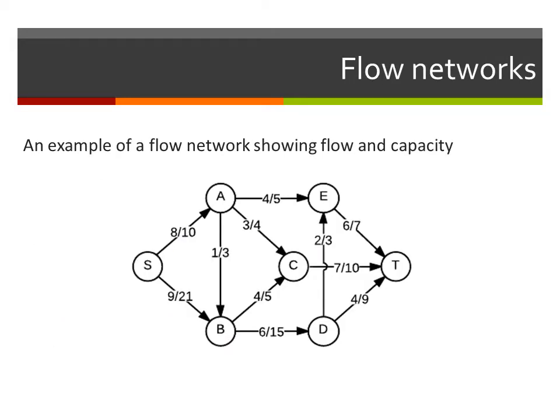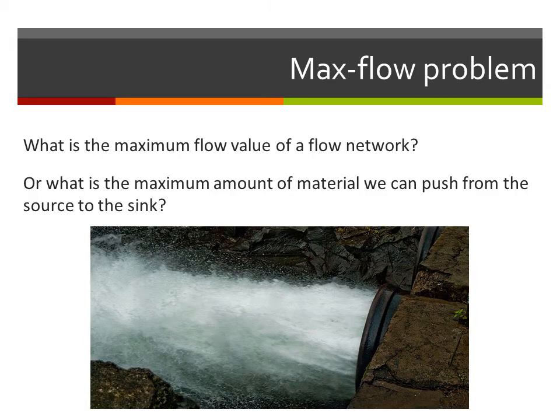Here is an example of a flow network where you can see the flow and capacity values of each edge. Now let's move to our main subject, the max flow problem. The problem refers to finding the maximum flow of the network, or if you want, you can imagine the network as a network of pipes, and we need to find the maximum amount of material that can be pushed from the source to the sink.